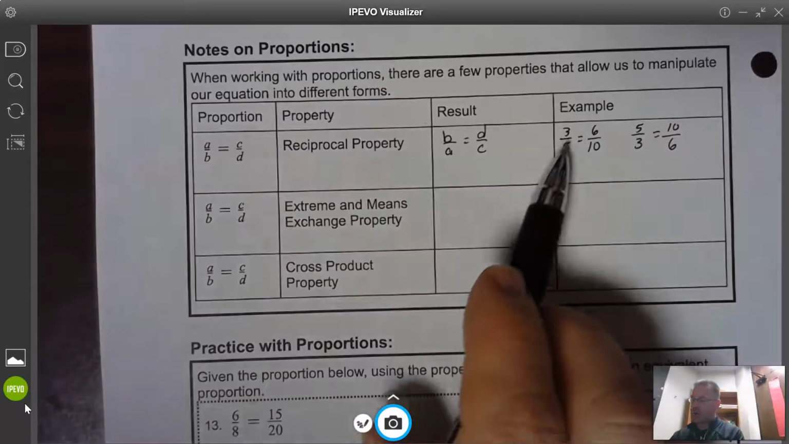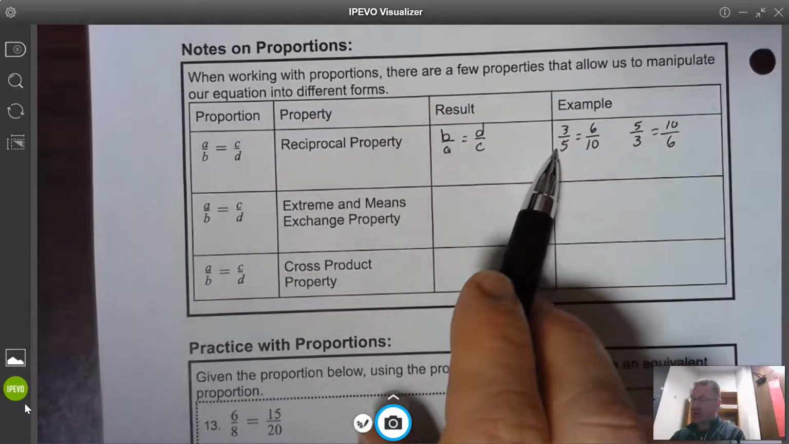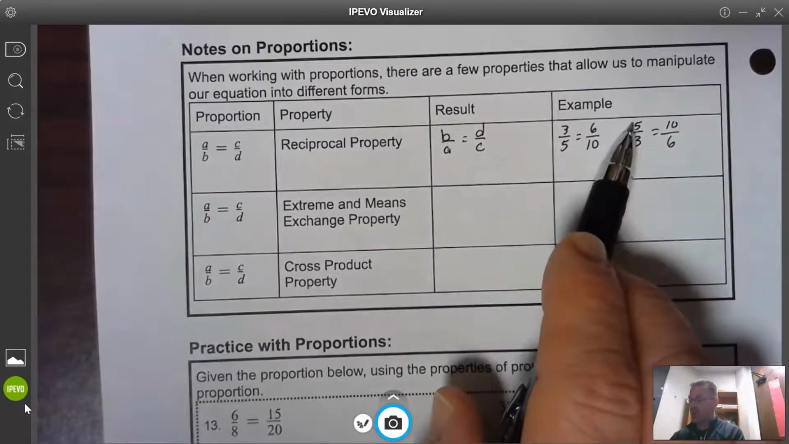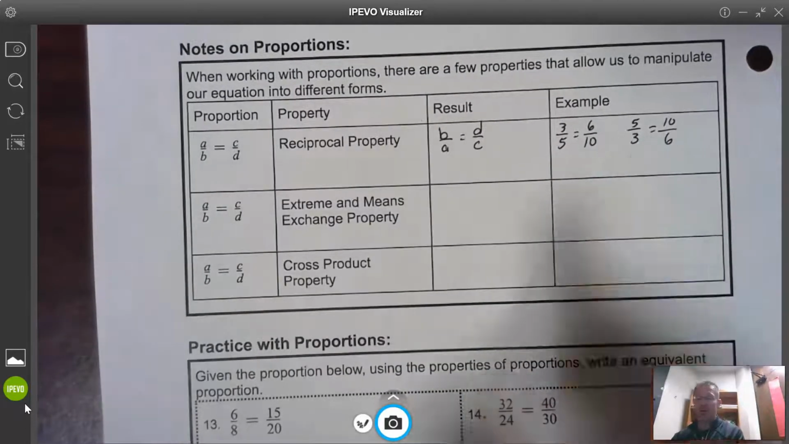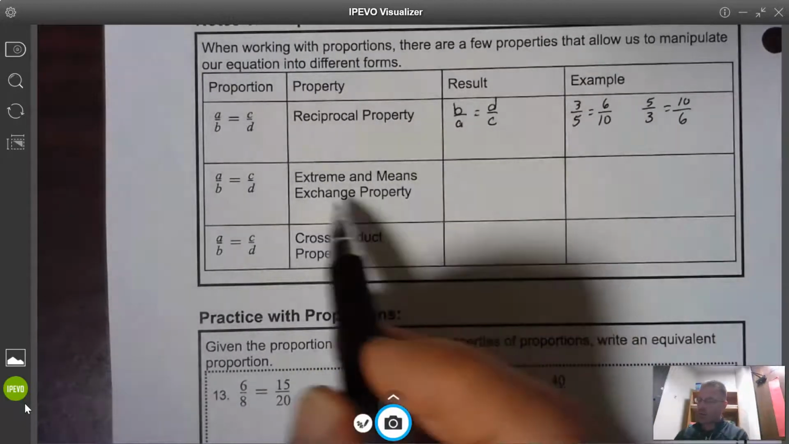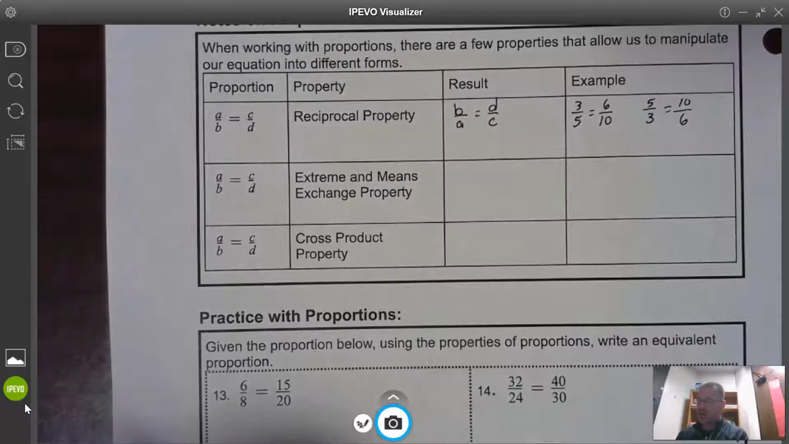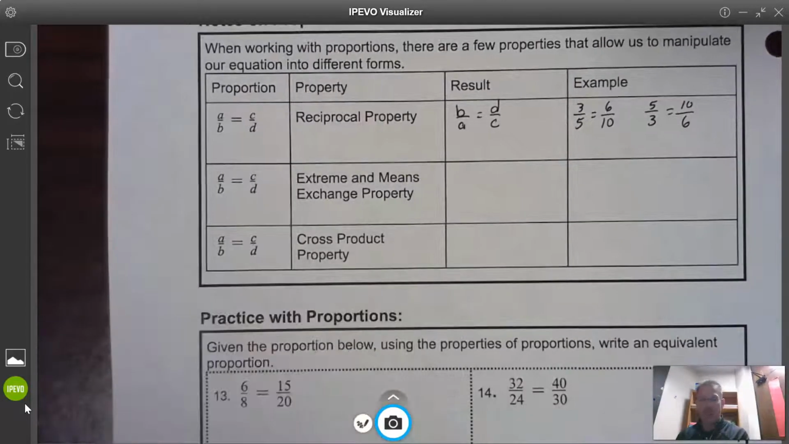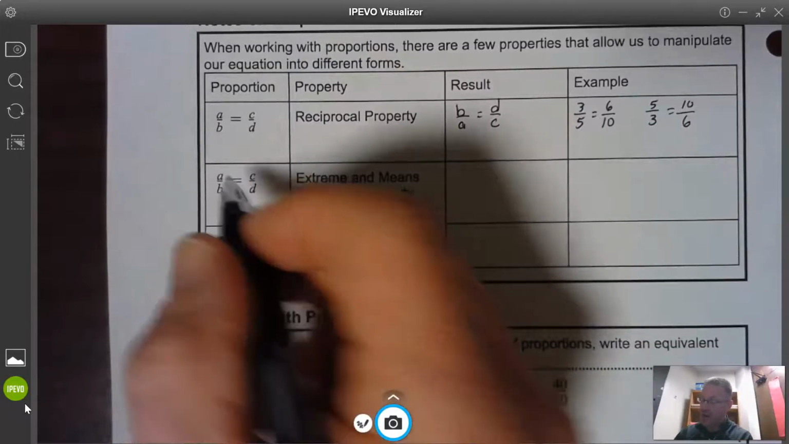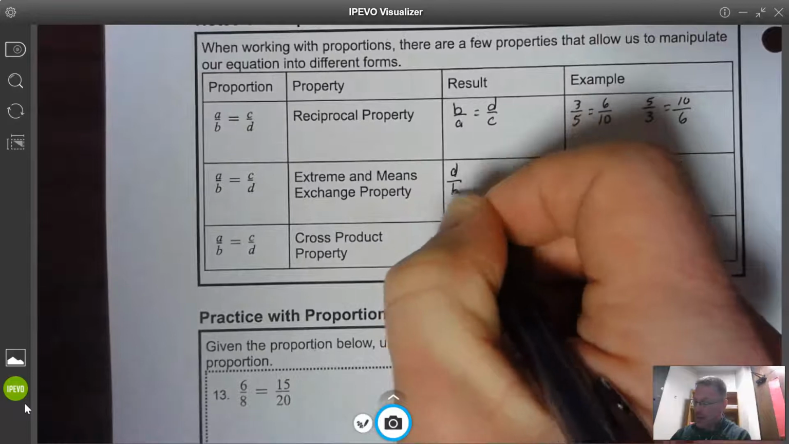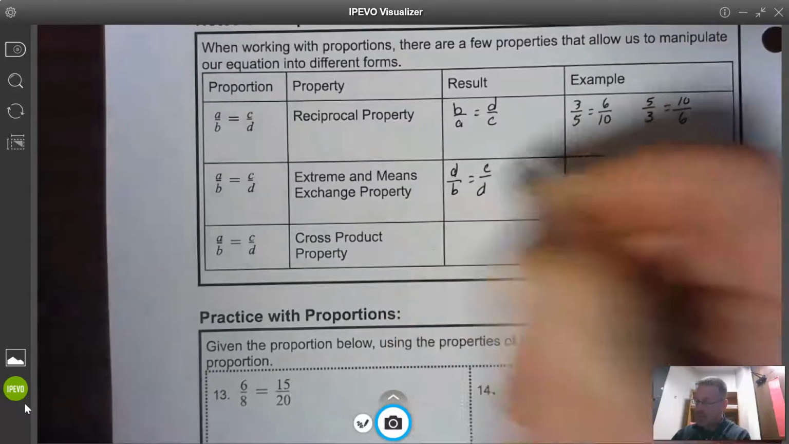If I do Broncos fans to Packers fans and Broncos fans to Packers fans, that's okay. But here I could do Packers to Broncos and Packers to Broncos, and that means the same thing. Equivalent form. Now the extreme means and exchange properties. What this means is we can switch these two. If I switch A and D here, this would be D over B equals C over A.